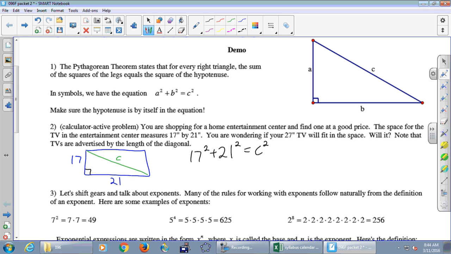Now, we are going to use the calculator, but not yet. Go to the first page, this reference sheet that I'm talking about. 17 squared is in there. If you look across the top, you'll see column headings. You want to find the one that says perfect squares or square powers.